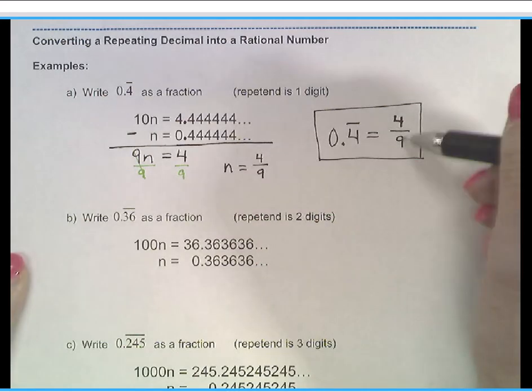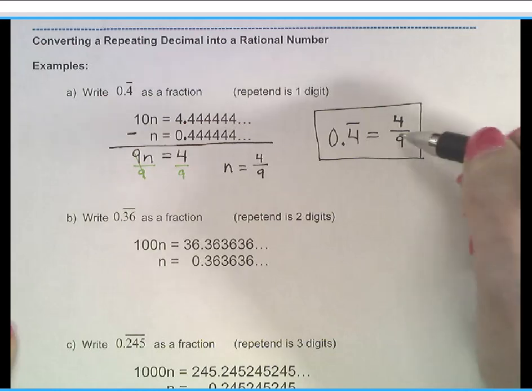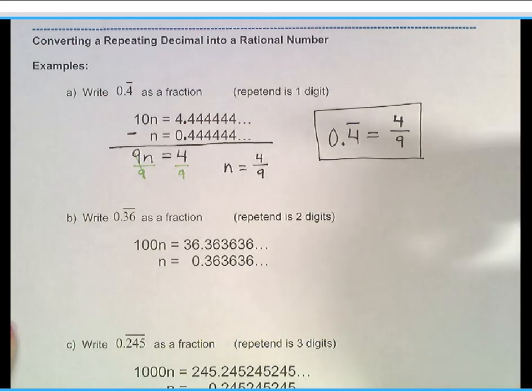You can't have a 10 underneath here because 10 is 2 times 5. And that goes back to that rule we learned about how a decimal will terminate if you have only 2's and/or 5's in the prime factorization of the denominator. 9 is 3 times 3. So see, we know this is not going to be a terminating decimal.